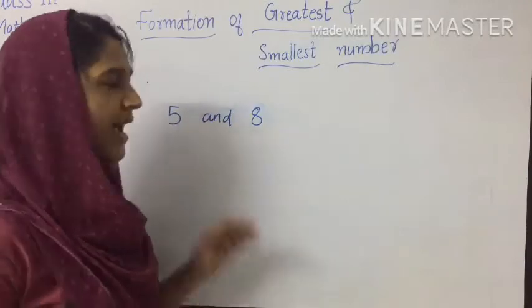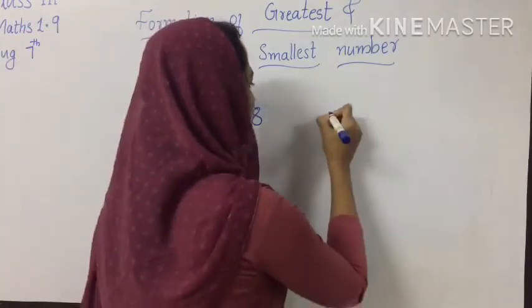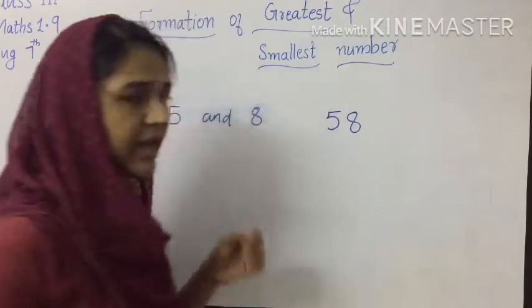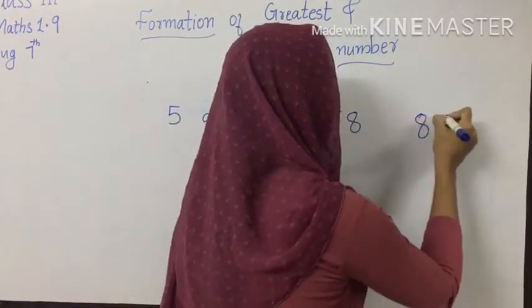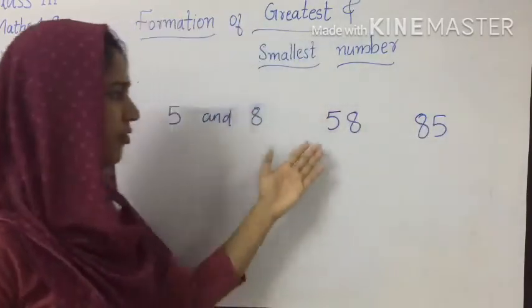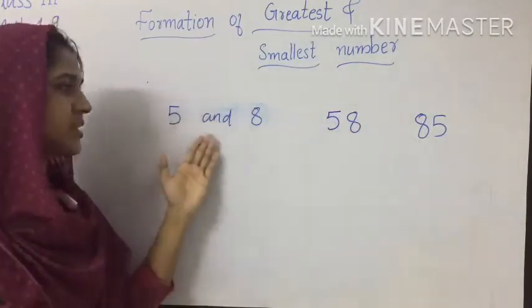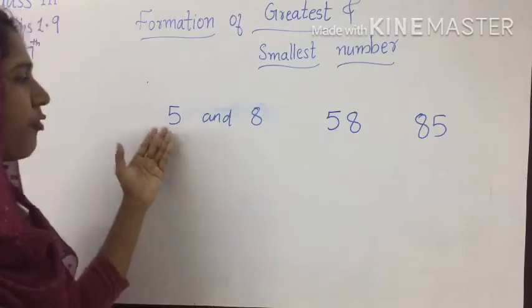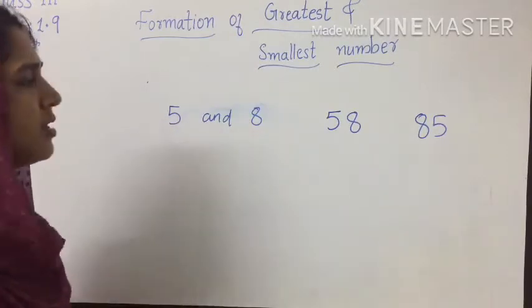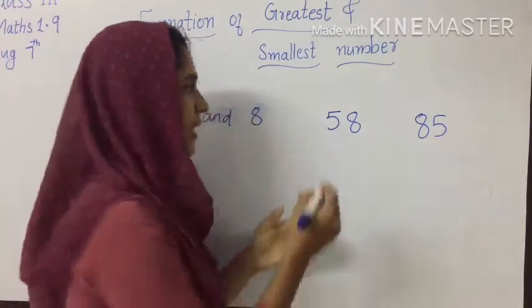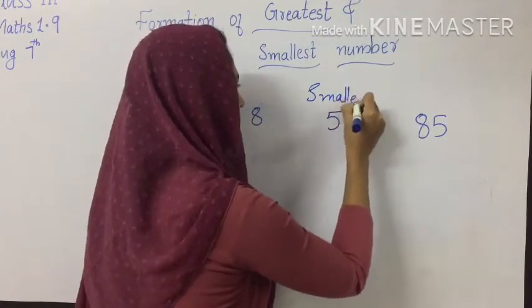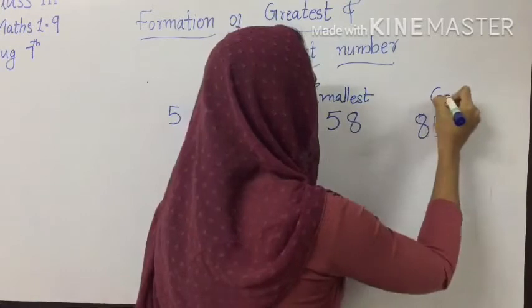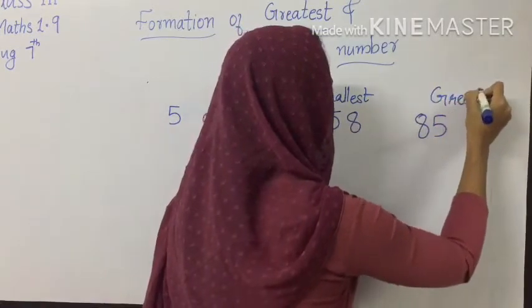It's very easy, right? We can write 58 and another number that we can form is 85. 58 and 85 are the two-digit numbers that we can form from this, right? So 58 will be the smallest number, and 85 is the greatest number.